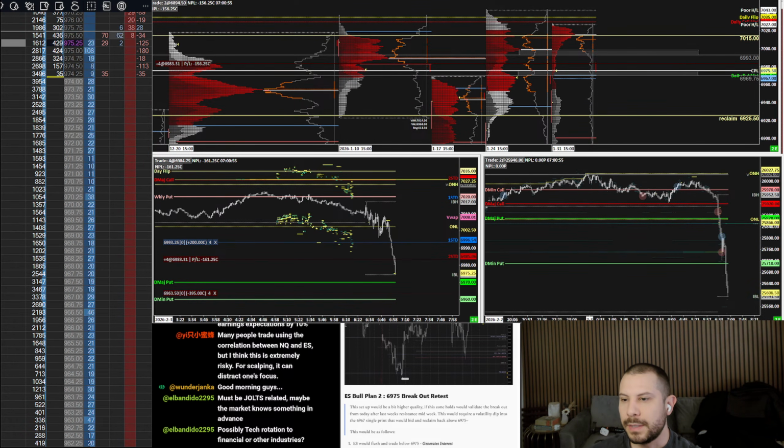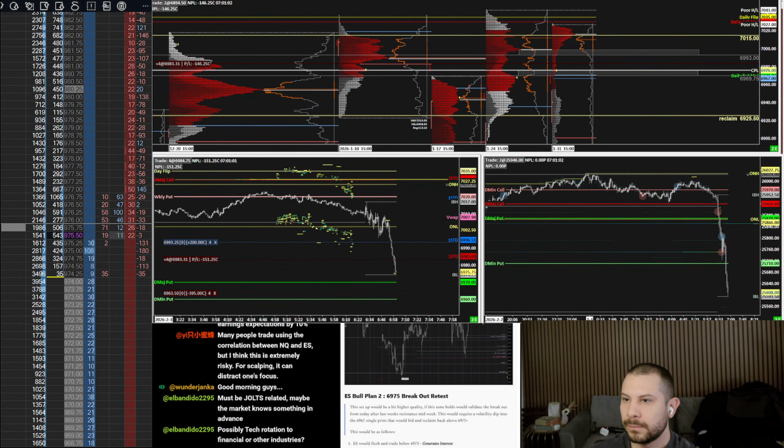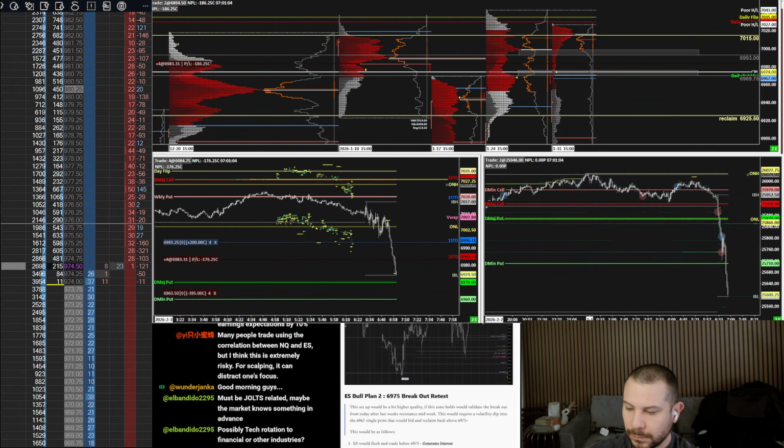The single print at 67, somewhere around here, 67.5. See if we can tap that level.